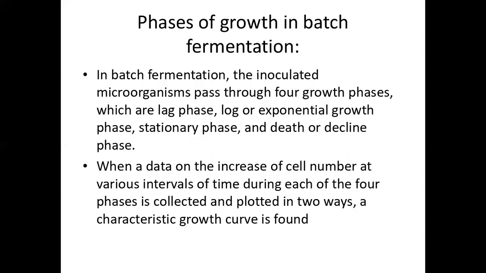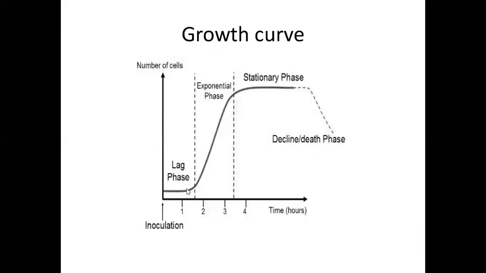Next, phases of growth in batch fermentation. Here, as we have discussed, first there will be an initial lag in the increase in cell number, which is called the lag phase. Then the number gradually increases in the exponential phase. Then the growth will come to the stationary phase. Then it will come to the decline phase. In this graph we can see this is the lag phase, this is the log phase or exponential phase, and this is the stationary phase and then the decline phase.